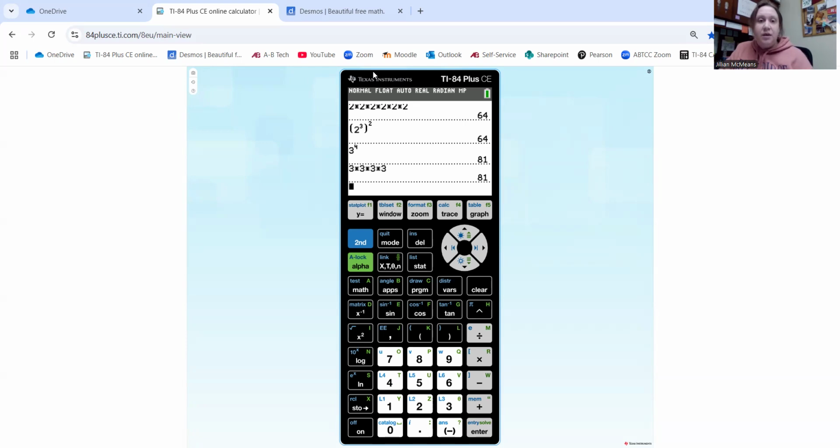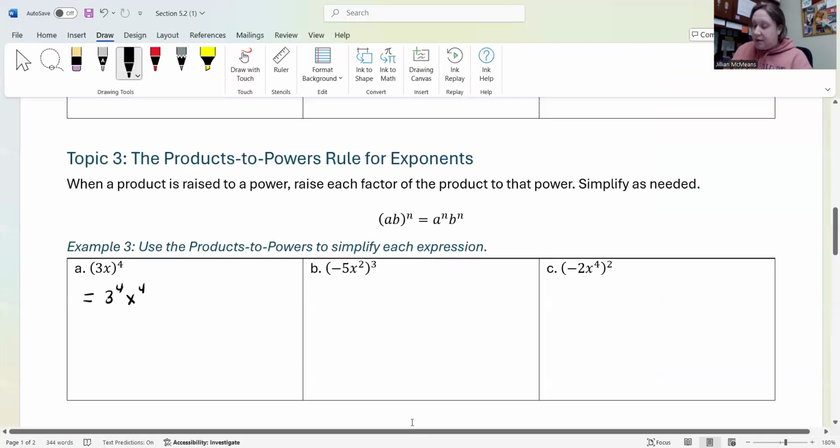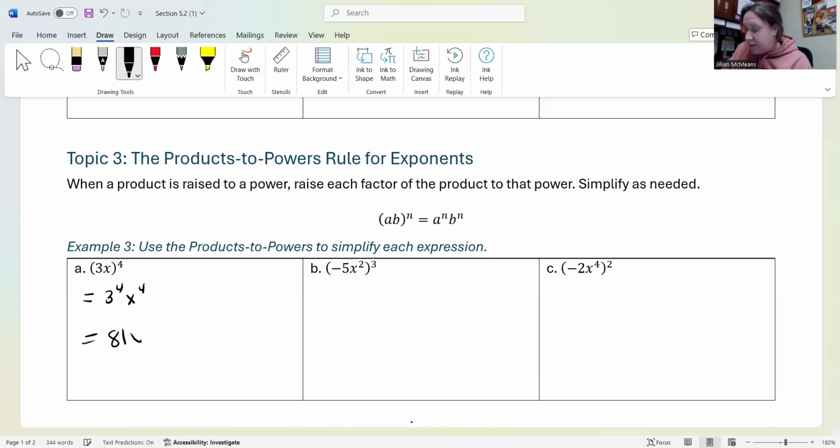So what we have here is 81 x to the fourth. Now, what's really happening here is we really have 3x times itself 4 times. So we have 3x times 3x times 3x times 3x. We'll notice we have 1, 2, 3, 4 threes. We have 1, 2, 3, 4 x's. So we can use this products to a power rule as a shortcut. Again, that's the whole reason for these exponents. They give us these nice exponent rules, they give us these nice smooth shortcuts that we can use to save time and energy.